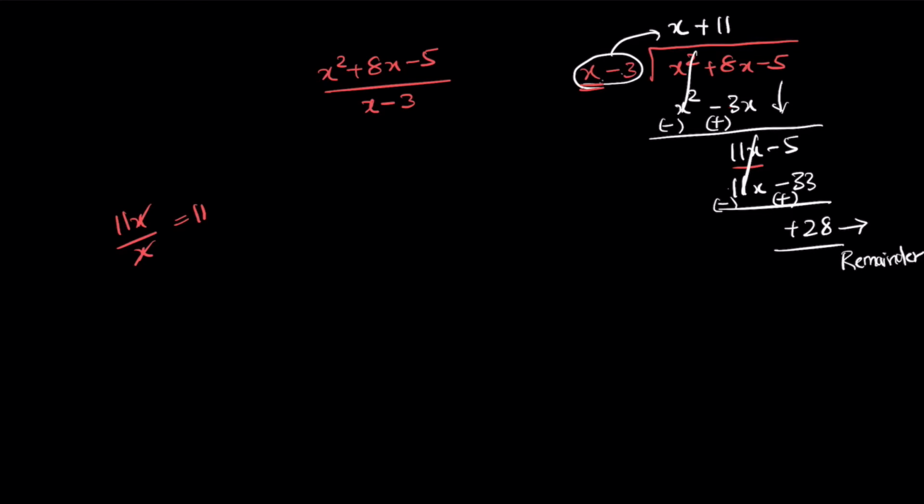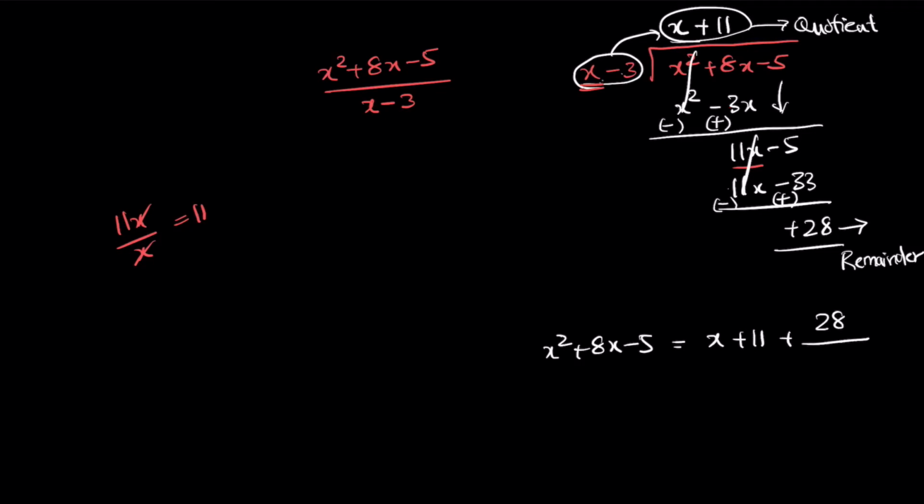But the difference is in how you write the answer. This here represents the quotient, and we can write the actual result this way: x squared plus 8x minus 5 divided by x minus 3 can be written as x plus 11, plus the remainder 28 divided by the divisor, x minus 3. So this is the process of long division.